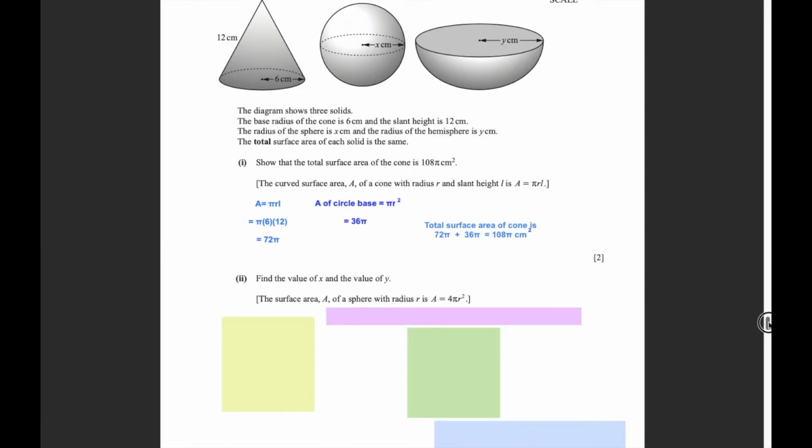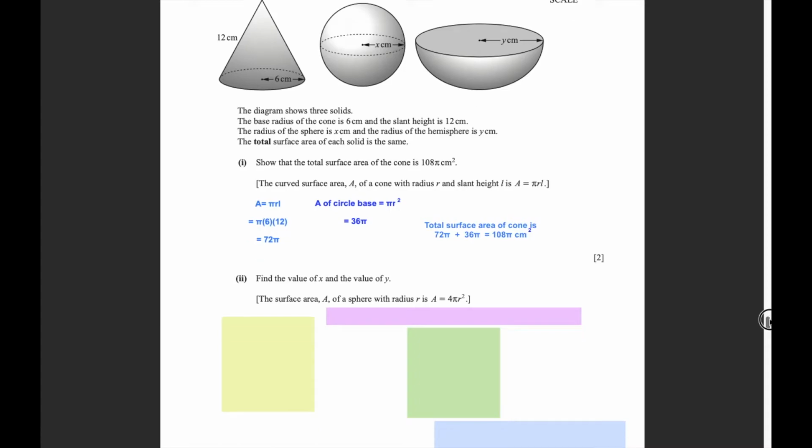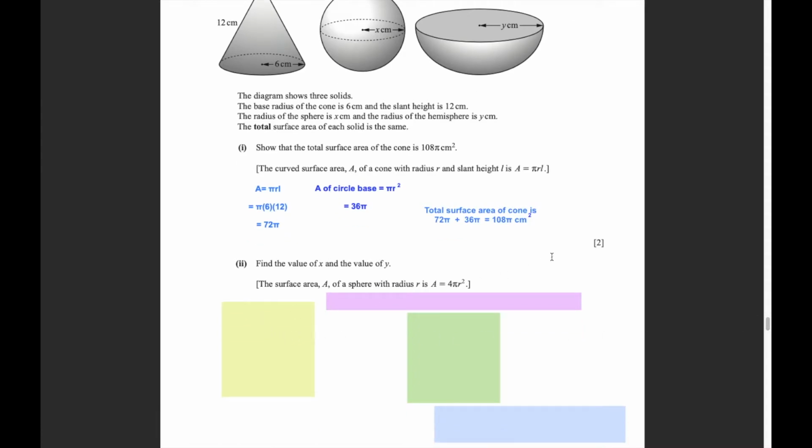Okay. So find the value of x and the value of y. So the value of x is pretty simple, which is through this formula we can find. So we know the area of all the shapes are the same, which is 108 pi, is equal to, they told us, 4 pi r squared, which is the formula for finding the area of a sphere. R in this case is x. We don't know what it is. We're going to solve for x.